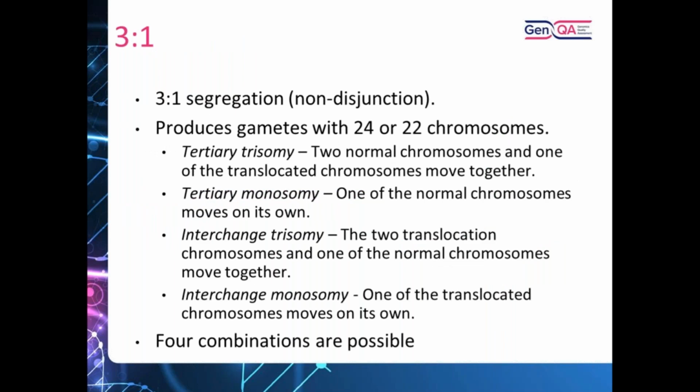There are four forms of 3-to-1 segregation. So three of the chromosomes travel together and one's left on its own. So this would produce gametes with either 24 or 22 chromosomes. So you can have tertiary trisomy, where two normal chromosomes and one of the translocated chromosomes move together. Tertiary monosomy, which is where one of the normal chromosomes moves on its own. Interchange trisomy, where the two translocation chromosomes and one of the normal chromosomes move together. Or interchange monosomy, when it's one of the translocated chromosomes that's on its own. So there are four possible combinations from that.